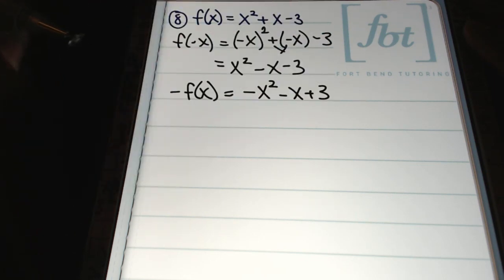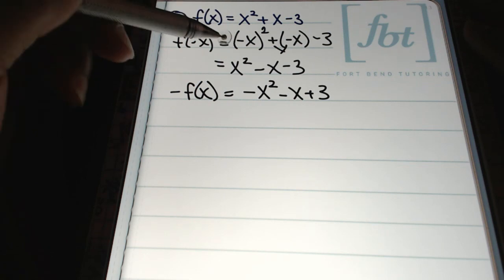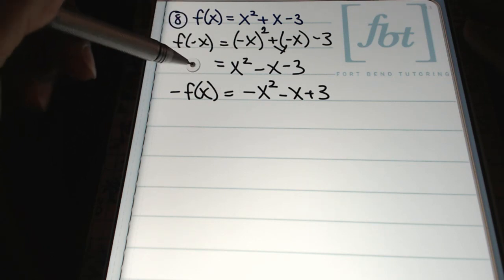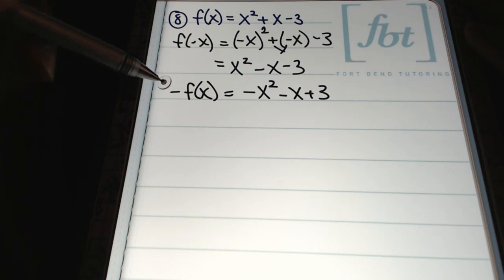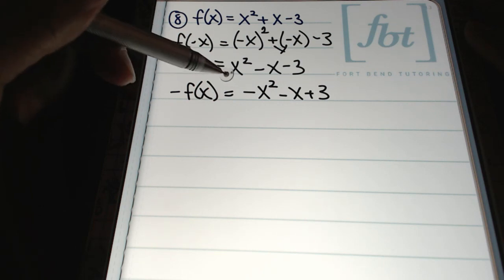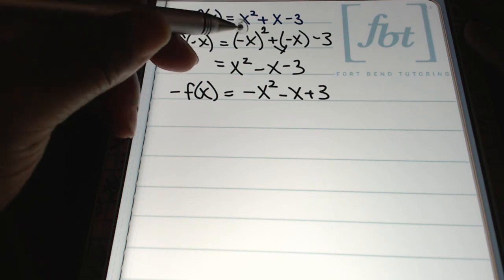That's what we have there. So the question is, does our f of negative x equal our original function? No, it doesn't. That doesn't match our original function. Well, does this f of negative x match the opposite of the function? No, it doesn't. So it's not even, it's not odd, it's going to be neither.